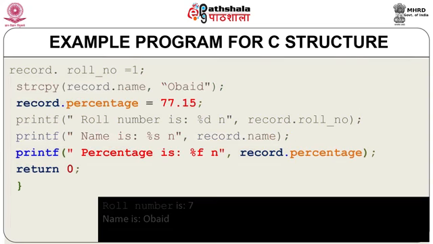Let us go for the next instruction, that is record dot percentage, and that value is initialized as 77.15. If you want to display this value on the screen of the computer, then you use one more instruction, that is printf percentage is %f comma record dot percentage. If you execute this instruction, then the percentage value will be displayed on the screen, that is percentage is 77.15.